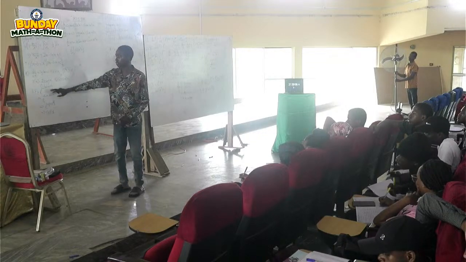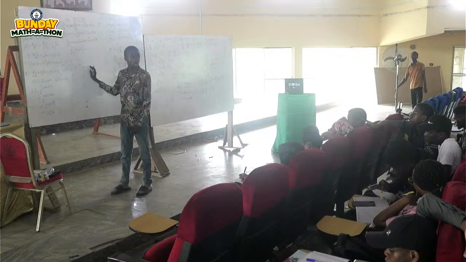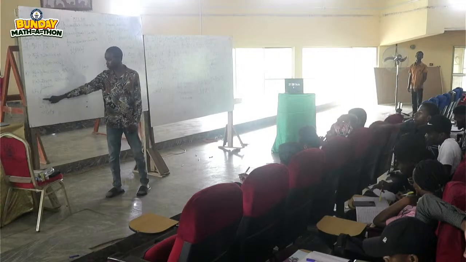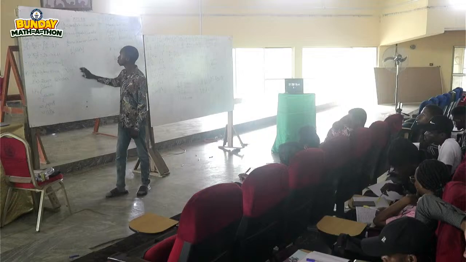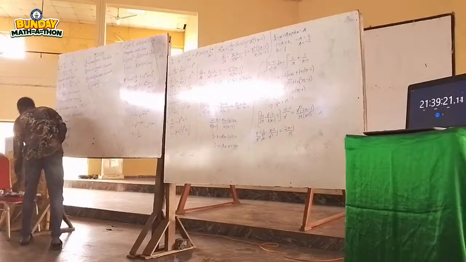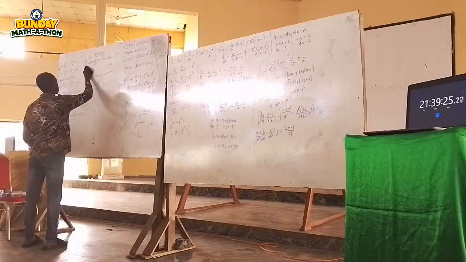I explained tan x. Yes, now the minus 2 here can come back here. Okay, it should be 1 over. Thank you.